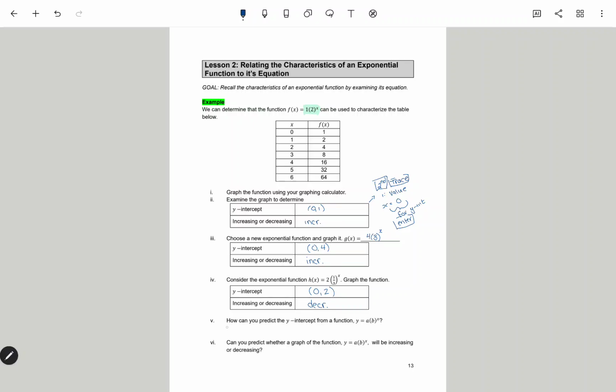All right, so I want to know how we can predict the y-intercept from just looking at the function. Well, if we look at the function here, we had an a value of 1, y-intercept of 1. A value of 4, y-intercept of 4. It didn't matter if we switched to decreasing, a value of 2, y-intercept of 2. So our y-intercept is always just the a value.